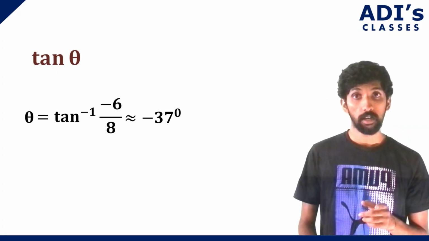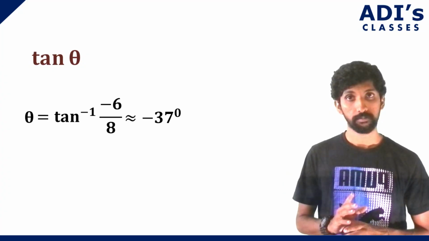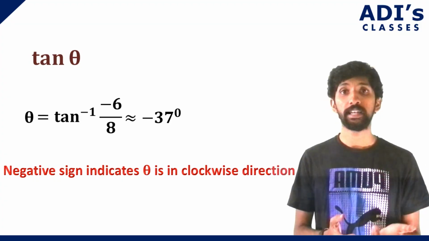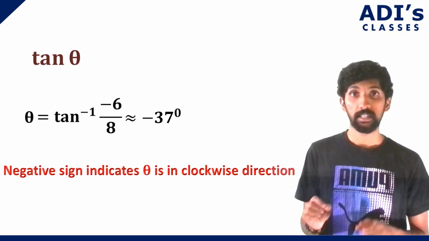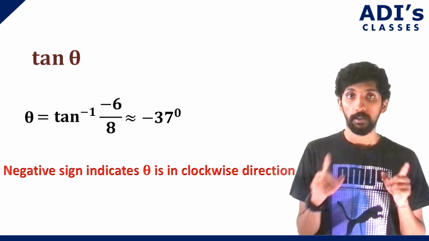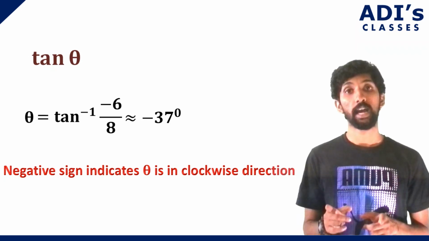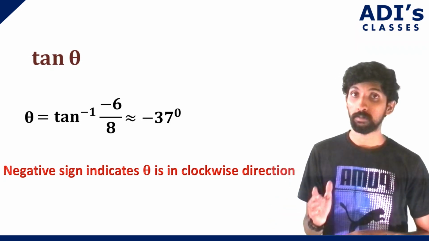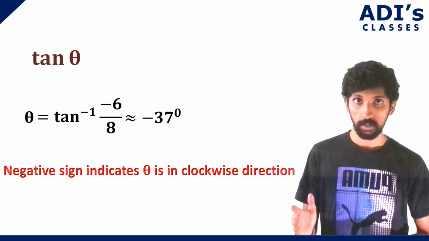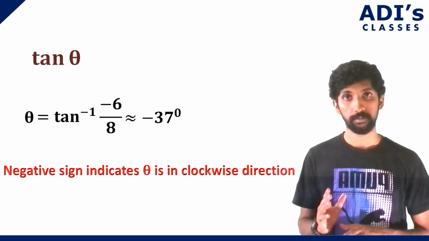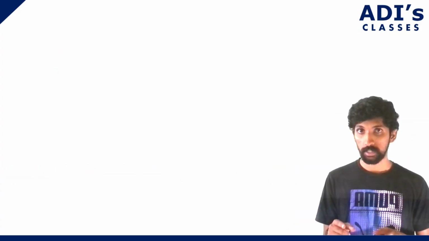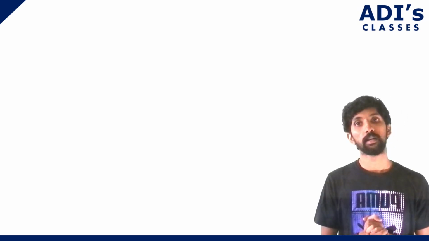But here, you have a negative sign, correct? So negative 37 degrees. Now, what does that negative sign indicate? It indicates that theta is in the clockwise direction, correct? If you remember, whatever angles we calculate are in the anti-clockwise direction. So anti-clockwise direction angle is positive, and clockwise direction angle is negative. So in this case, since we are looking at the negative side or the clockwise direction, you'll get the negative angle. Okay, fine.